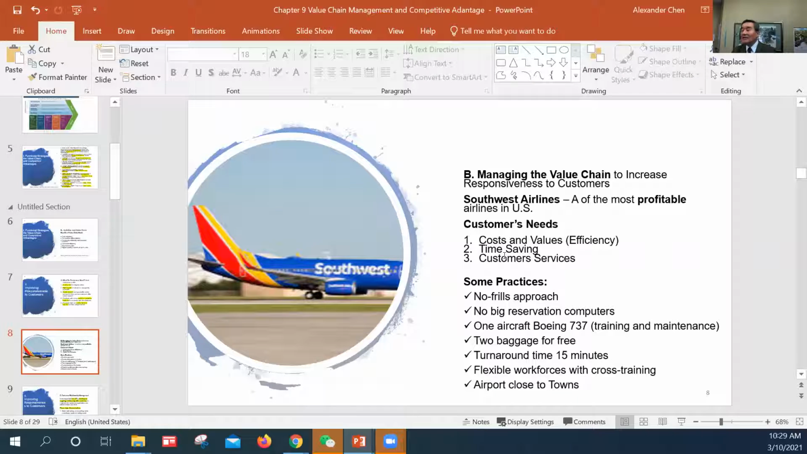Next one is time saving. And how do they save time? A typical airline has Zone 1, Zone 2, Zone 3, Zone 5. Some of the airlines have Zone 6. Now they are boarding Zone 1, then they're boarding Zone 2. For Southwest, no seat assignment.